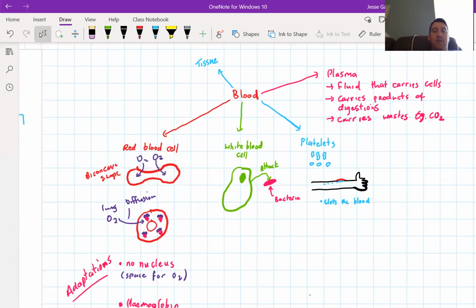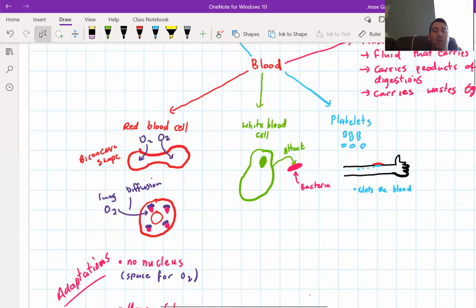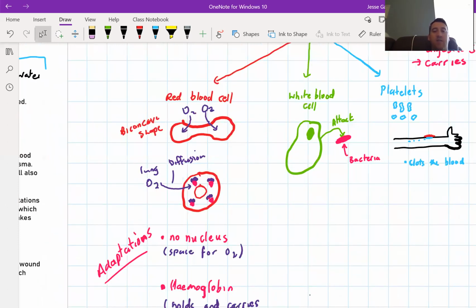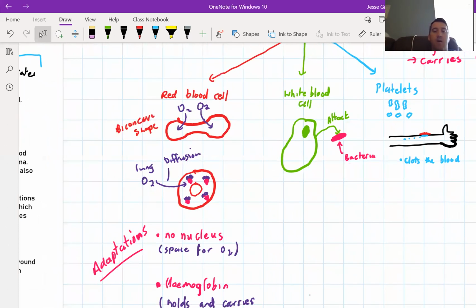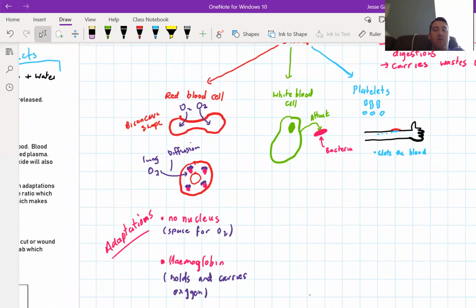Main part is the plasma, it's the fluid that carries all the rest of the stuff. It carries the cells, the platelets, it carries products of digestion like glucose, and it gets waste away from the cells. Focusing on the three cell parts, we have the red blood cell, the white blood cell, and platelets, and we've gone over in detail the function of those things. The big picture here, the red blood cells carry oxygen, the white blood cells fight infection, and the platelets help to heal cuts, or what we call they clot the blood.